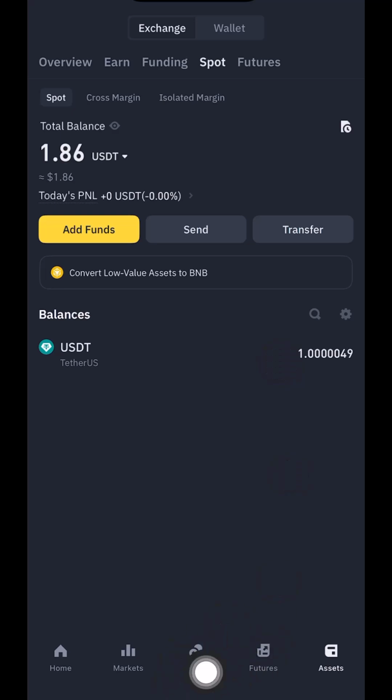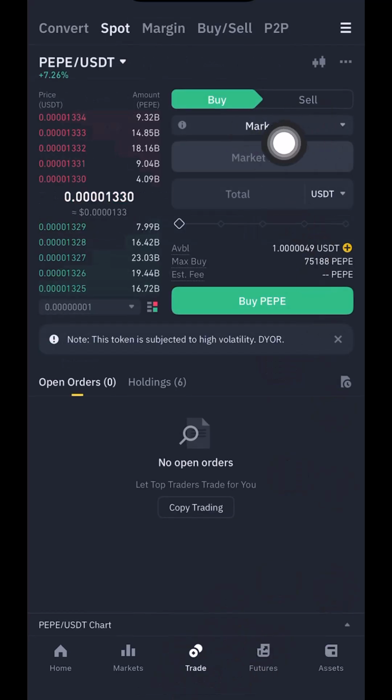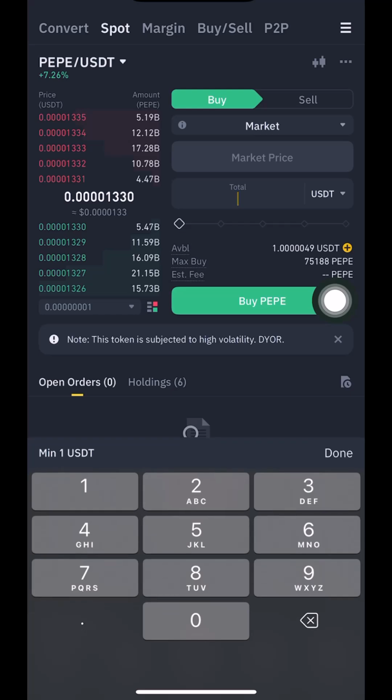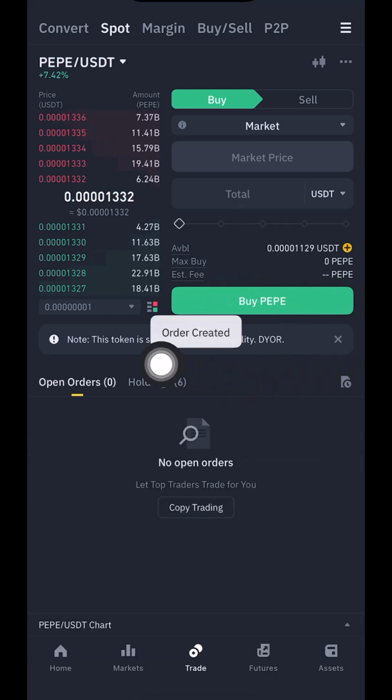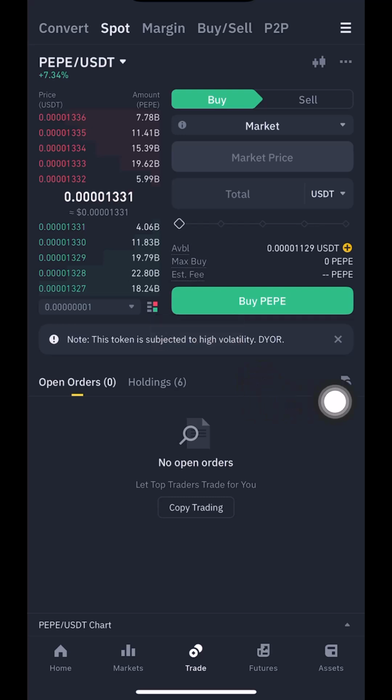Now you click Trade again, and when you press Market like this, you click 1 USDT. And you click the buy button. So here, I have bought it. Order created means I have already bought this coin.